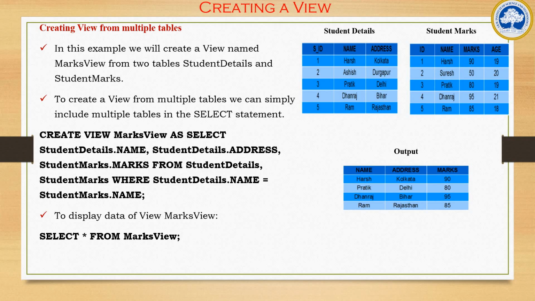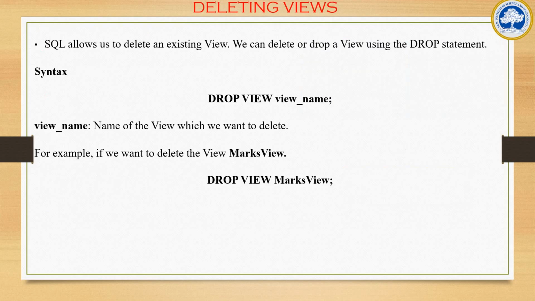After executing you can see the output. The Anish information and Suresh information are not displayed in the view table. Only the four matching records are there, so those alone were created as a view. So when dealing with multiple tables, we have to set the conditions very carefully.